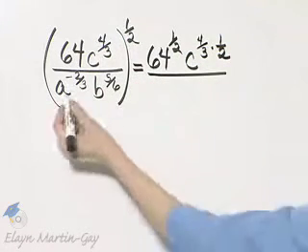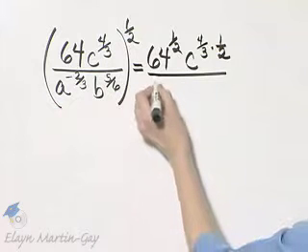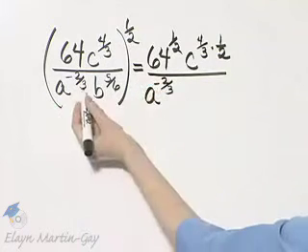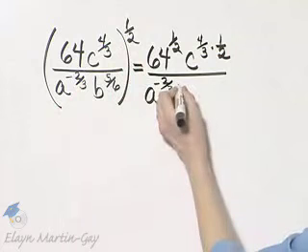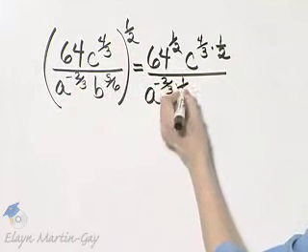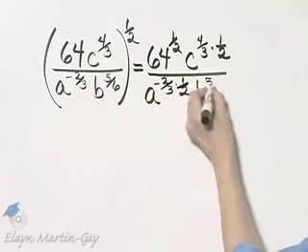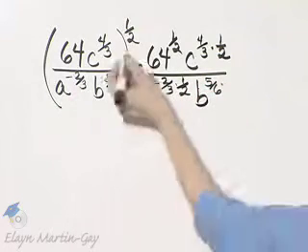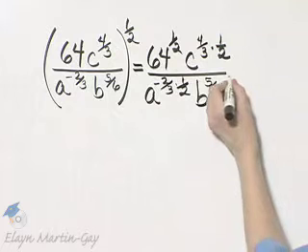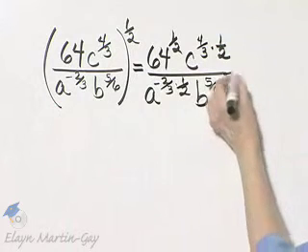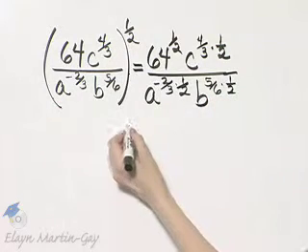In the denominator, that's a to the negative 2/3 power raised to this power, so I will also multiply exponents, and then b to the 5/6 power raised to the 1/2 power. Again, that means I multiply exponents. So let's see what we have.